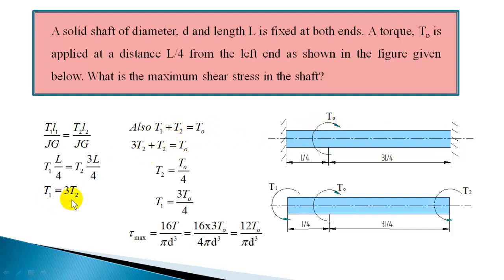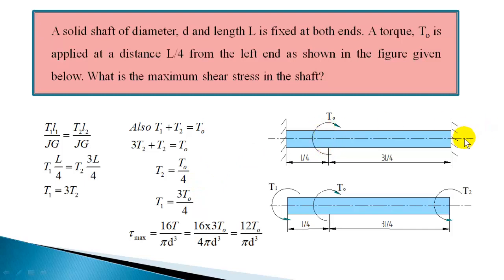So T1 we already know is 3T2. So I substitute T1 as 3T2, plus T2 is equal to T0. So you get 4T2 is equal to T0, or T2 is equal to T0 by 4. So first we got a relationship between T1 and T2 as T1 is 3 times T2. Now I am getting the T2 value in terms of T0. Okay, T2 is T0 by 4.